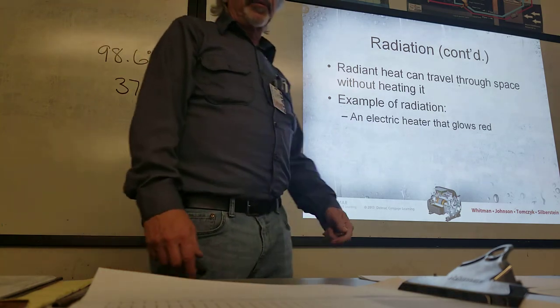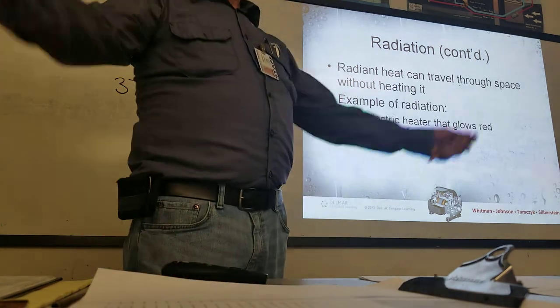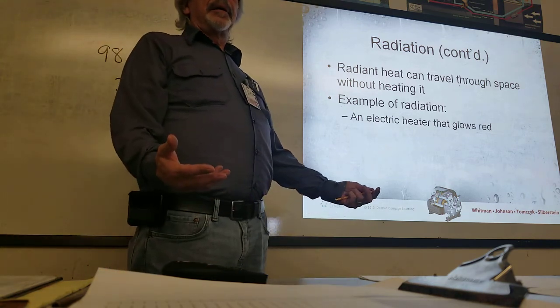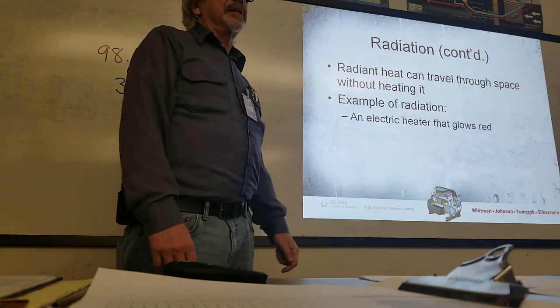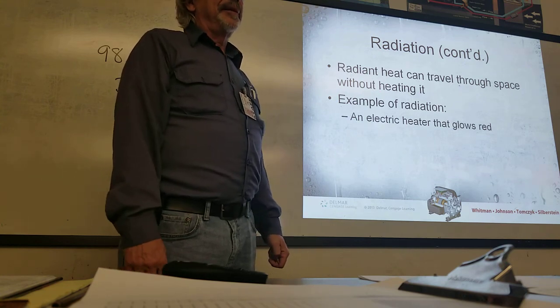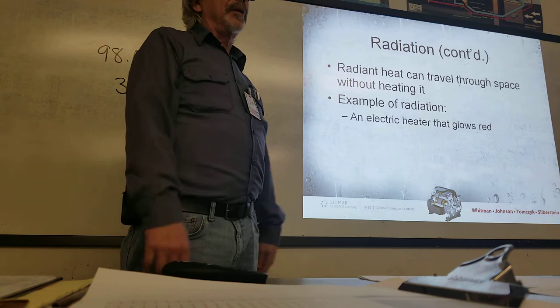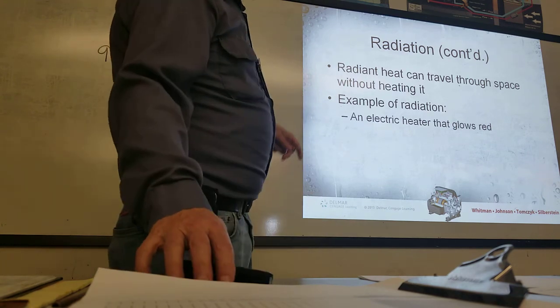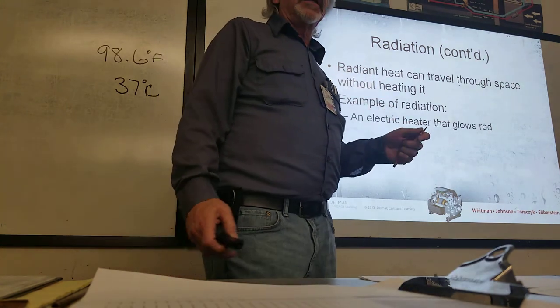Okay, what's another example of radiant heat? The sunlight. The sun. It's obviously not heating up space at almost minus 460 degrees Fahrenheit. That isn't getting hot. But the Earth is getting hot, right? So that's radiation. Another example would be a microwave oven, which is radiant heat.